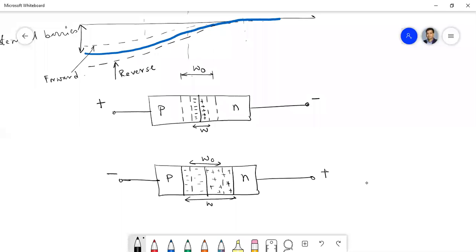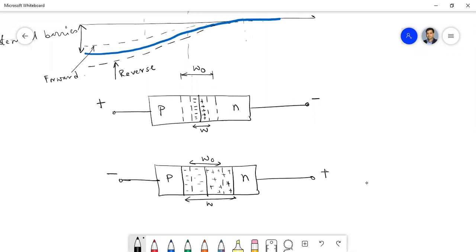Because the N side is the opposite of the P side. Where in the P type, the majority carrier is hole, the minority carrier is electron. So if we keep forward bias, the P side will behave as if we give reverse bias voltage, but the N side will behave as a forward bias thing.